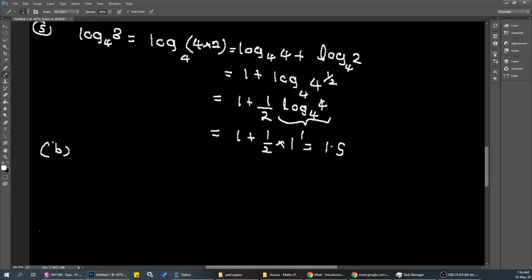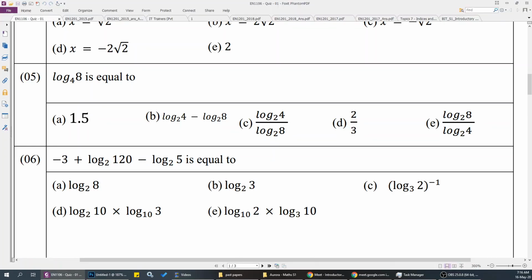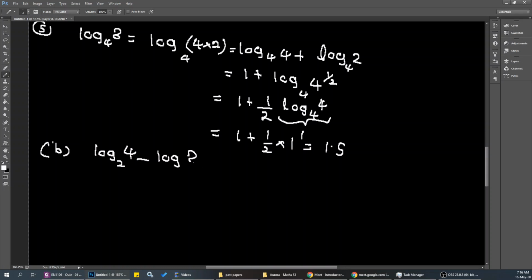In answer B, we have log of 4 to the base 2 minus log of 8 to the base 2. We can write it as log of 2 squared to the base 2 minus log of 2 to the power 3, like this. If you have any questions, please place them in the chat and I will be able to see that. So this is 2 minus 3 and the answer is minus 1. So this is not an answer.